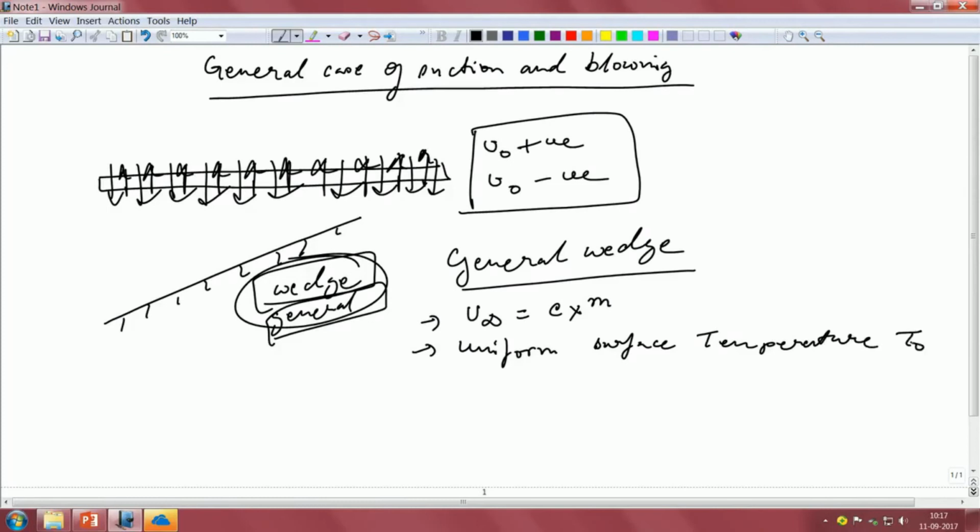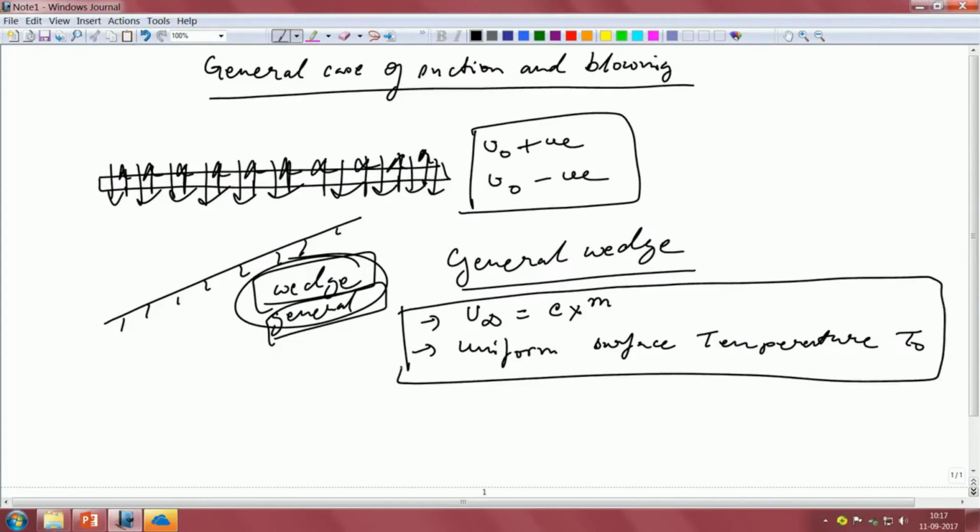Temperature T naught. Got it? So, it is a general wedge in which you have u infinity given by c x to the power of m. What m is, we will see. M is related to the slope of the wedge. How those things are related, we will come a little later, where the significance of m will be clear. For the time being, you can say that m is some way associated with this wedge angle.